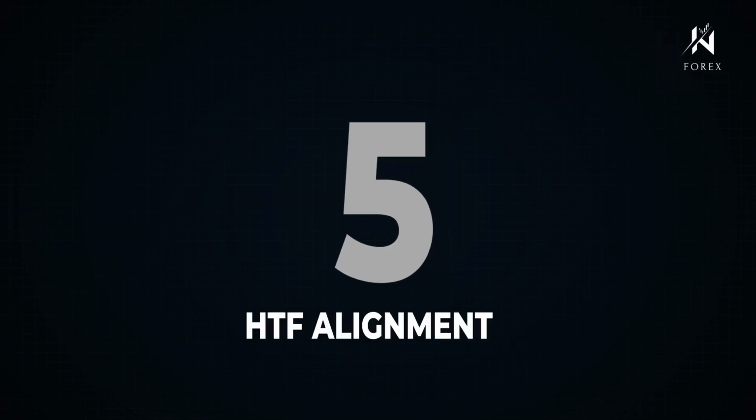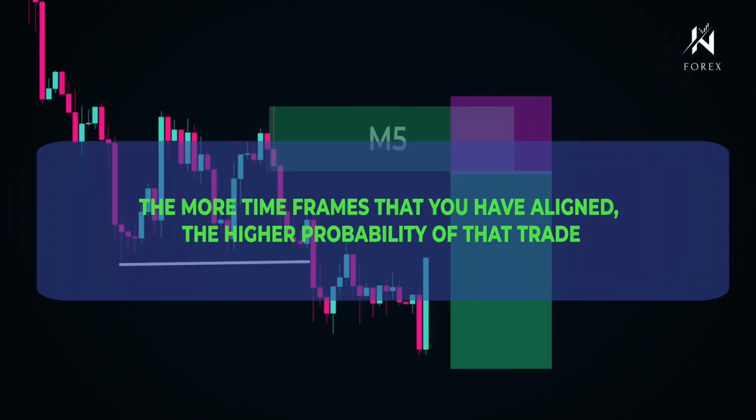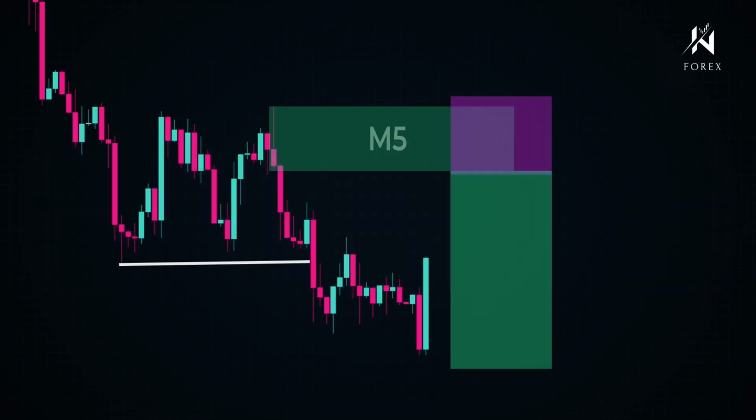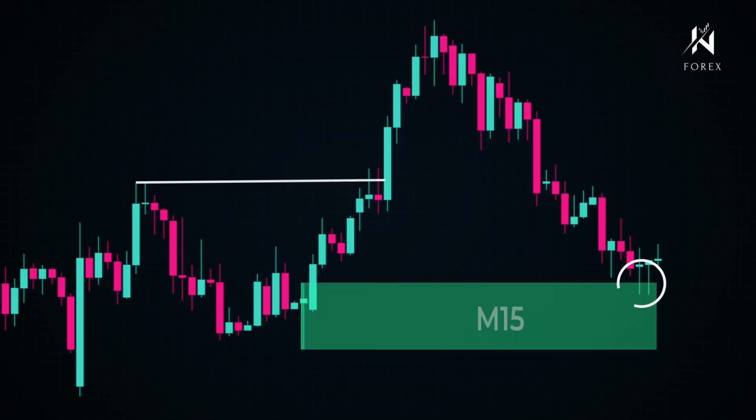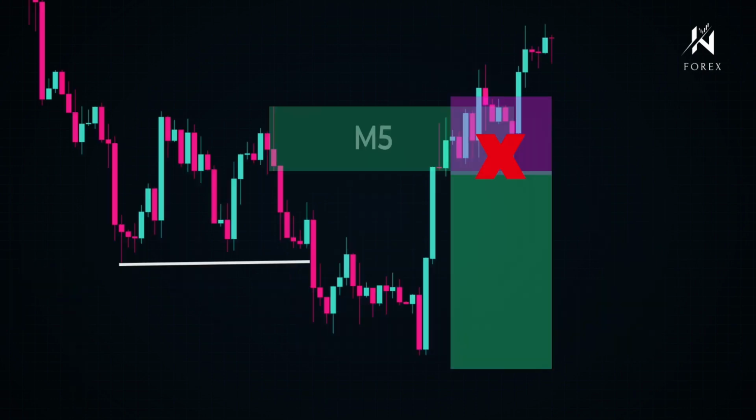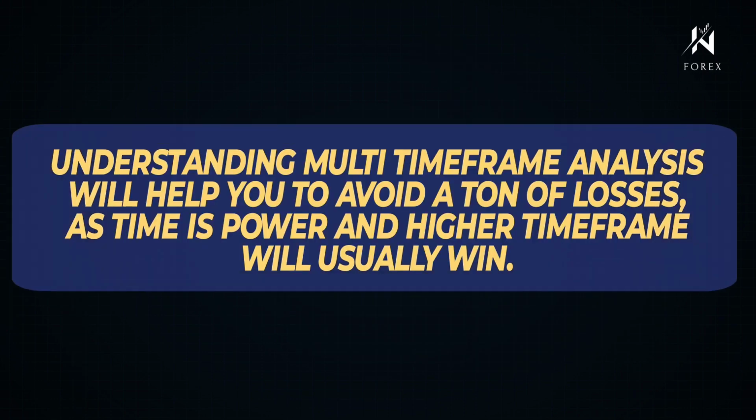Number 5. Do you have alignment with the higher time frames? The more time frames that you have aligned, the higher the probability of that trade. Here, it might look like a high probability sell to follow the bearish trend on the M5, but the M15 is bullish, and it's just mitigated the M15 demand at the strong M15 low. So now the M5 is likely to also switch bullish. Understanding multi-time frame analysis will help you avoid a ton of losses, as time is power, and higher time frame will usually win.